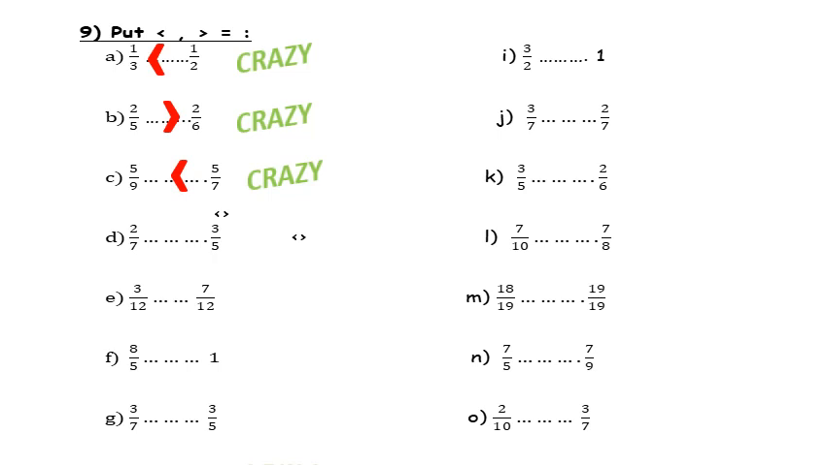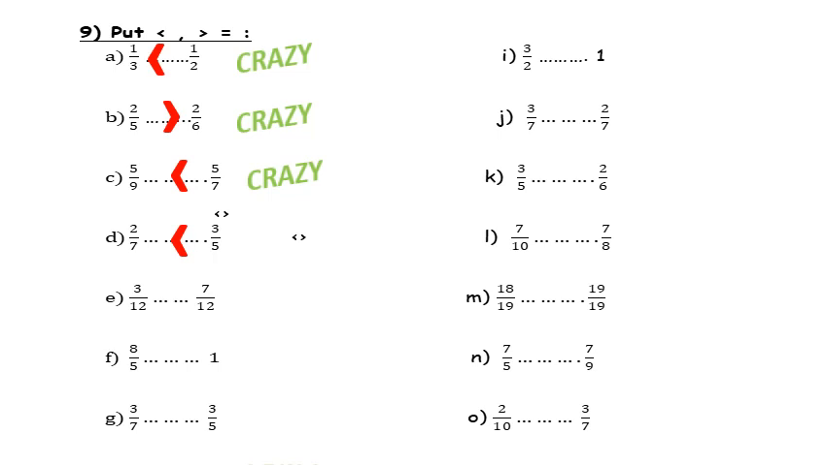Okay, number D, 2 out of 7 and 3 out of 5. Are they crazy fractions? No. So these two fractions don't have the same numerator or the same denominator. I will use cross multiplication. 5 times 2 equals 10, and 7 times 3 equals 21. That means 21 will be greater than 10, which is 3 out of 5 greater than 2 out of 7.